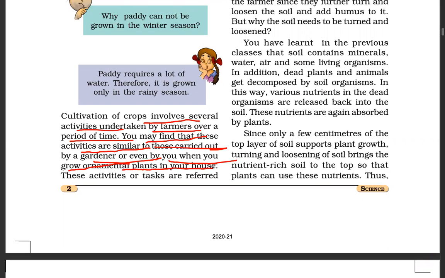You have seen a farmer or some gardeners who sometimes grow ornamental plants, or sometimes even you, maybe your mother or father or anyone in your family who likes to grow ornamental plants. Maybe them you have seen, right?